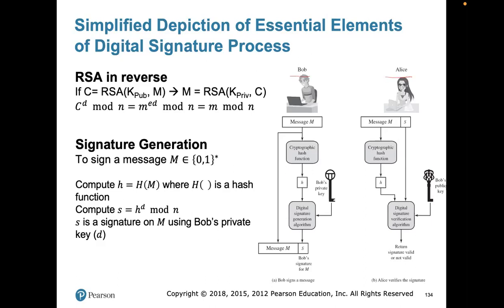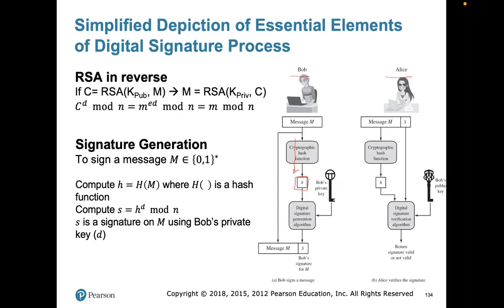Bob wants to send something to Alice, and of course, Bob wants to digitally sign that information or that message so that Alice can trust the information that comes from Bob. And what Bob is doing is this. Bob takes the message, and after taking the message, passes it through a hash function. So we get a hash digest of the message.